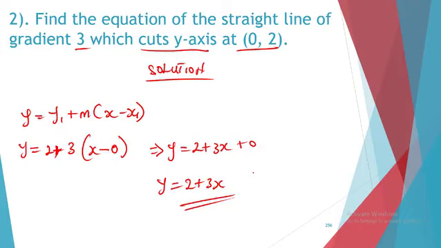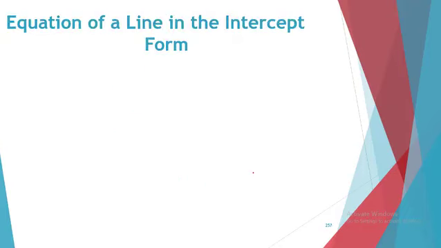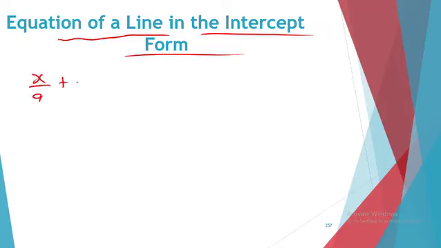So let's go over to the equation of a line in the intercept form. The equation here is given as x over a plus y over b equals 1. That's the formula we use in solving this. So let's take an example.